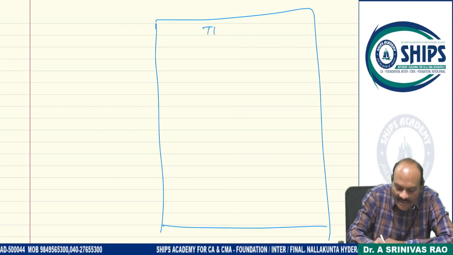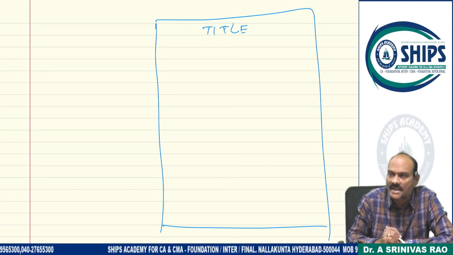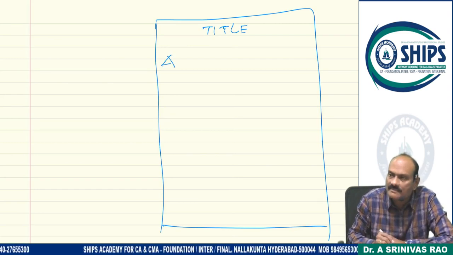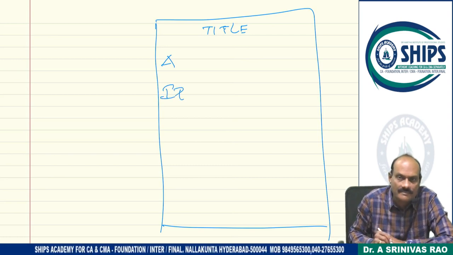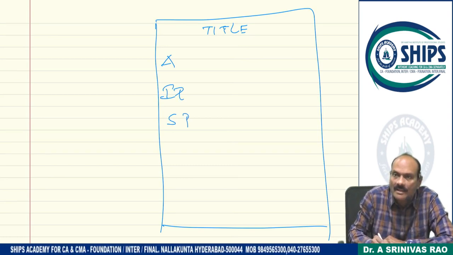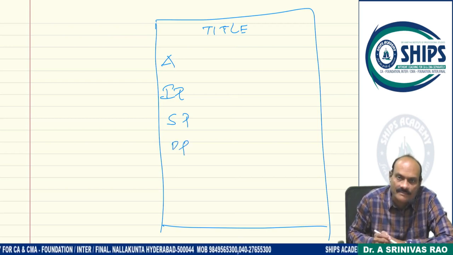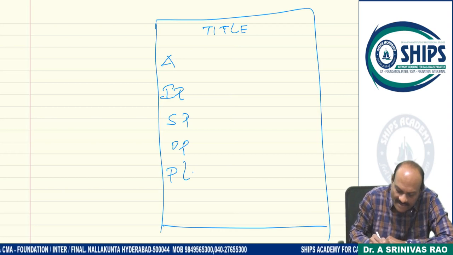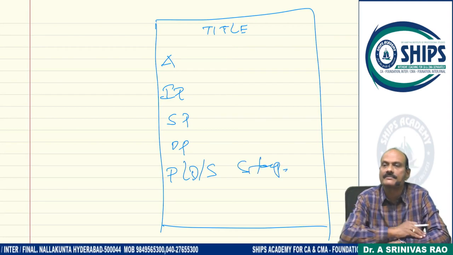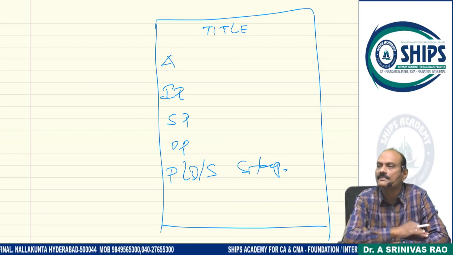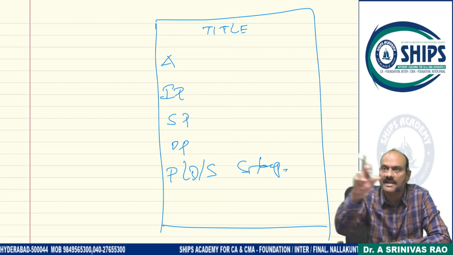First one is the title. Second one, addressee. Third one, introduction paragraph. Fourth one, scope paragraph. Fifth one, opinion paragraph. Sixth one, place, date, signature, and stamp. This order you have to follow. There is one format, title. You have to write a title clearly.